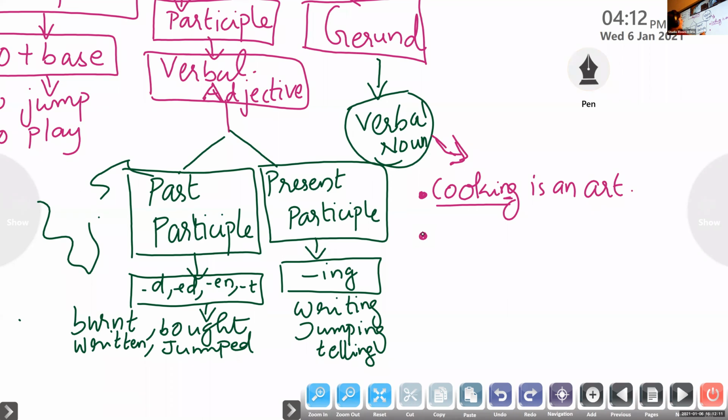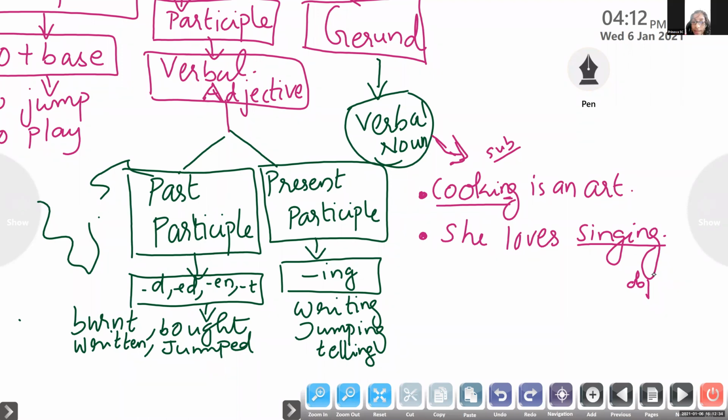Okay, I'll write another example in the form of gerund. She loves singing. Singing is a gerund. So a gerund can be in the position of a subject. It can also be in the position of an object in a sentence. Clear? Because the subject and object is always in the form of a noun or pronoun, right? These are the examples for gerund.